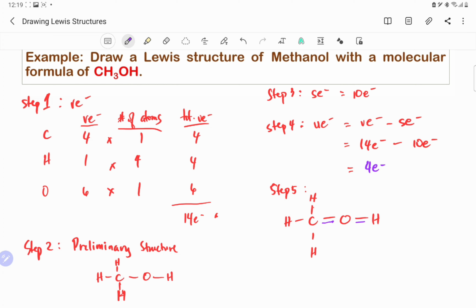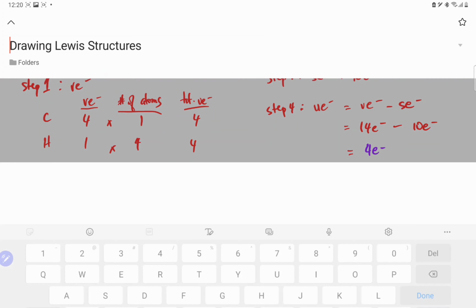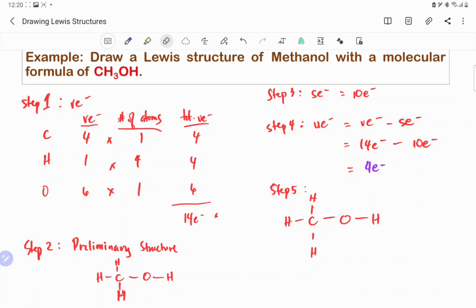This is actually incorrect. Why? Because while you satisfy the octet of oxygen, you are dissatisfying the duet rule of this hydrogen, and you are deviating from the octet of carbon, because carbon now has 10 electrons, 2, 4, 6, 8, 10. So distributing these 4 electrons as a bond is not possible. Instead you can distribute these 4 electrons as lone pairs, 1, 2, 3, and 4. So this is the Lewis structure of methanol.